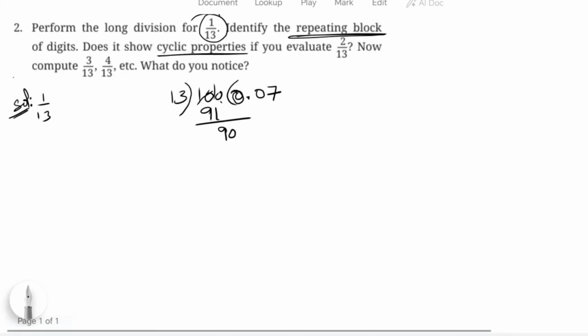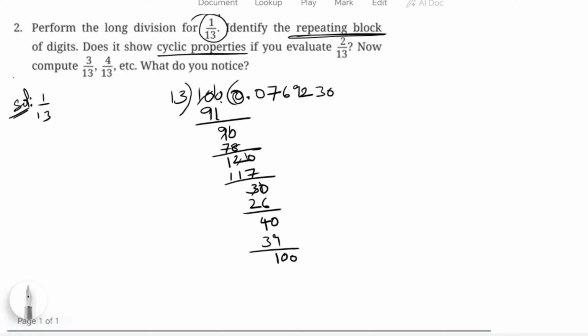Now the nearest number to 90 in the 13 table: 13 sixes are 78. 12 left, and we got 0 because of decimal. 120. Okay, so 13 nines are 117. This is the nearest number, and the remainder is 3, and again we will put 0. 13 twos are 26, so we got 4, and with the help of decimal we got 0. 13 threes are 39, and the remainder is 1, and we can take 0 because of decimal.